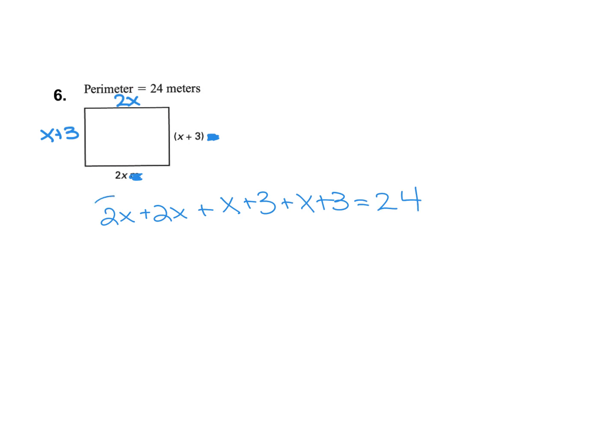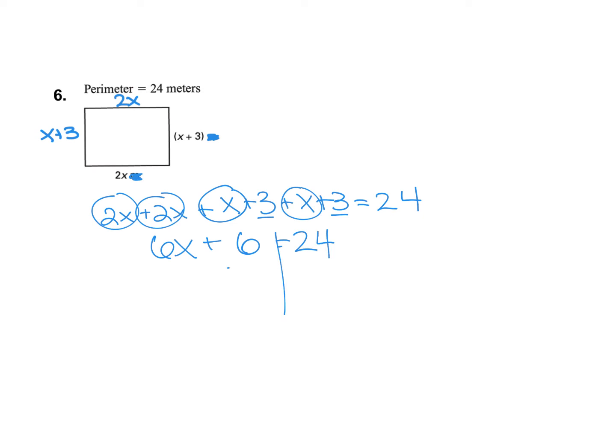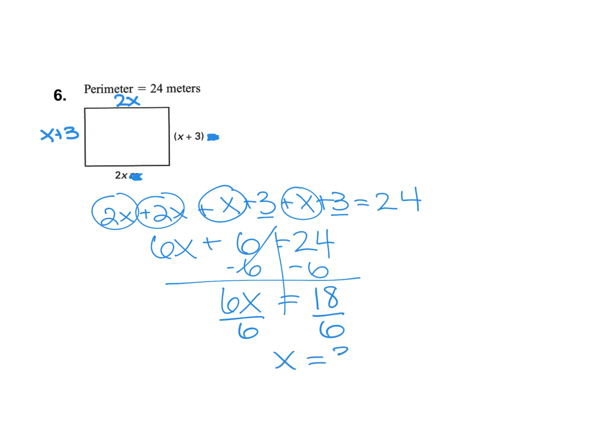All right, so let's go ahead and add up all our x's. So we have 2, 4, 5, 6. So we have 6x plus we've got our 6 is equal to 24. All right, let's minus our 6. And we'll have 18, and then we divide by 6, and x is going to be equal to 3. All right, and that's all it's asking us for. So in this lesson, we took a look at how to solve multi-step equations.